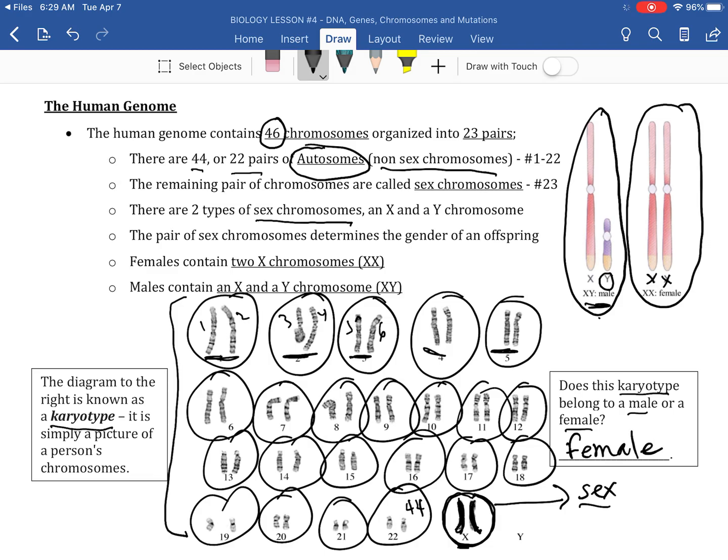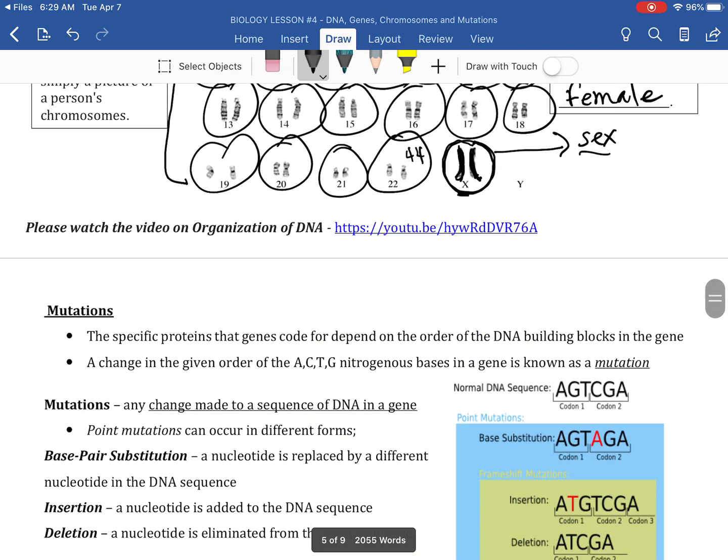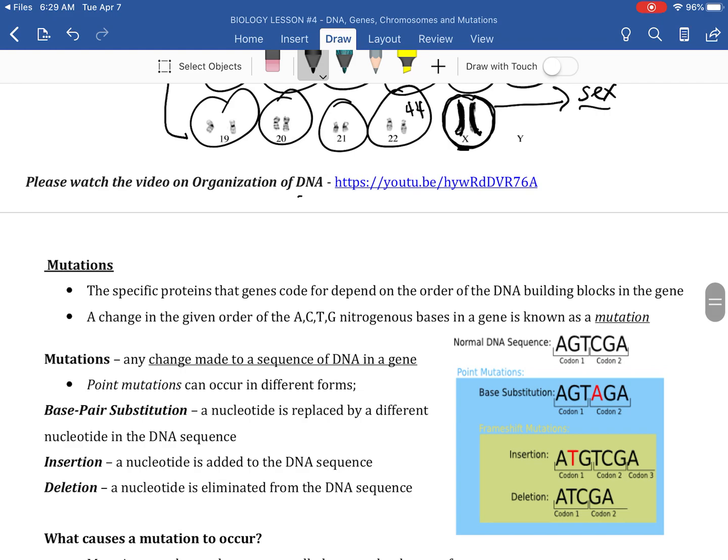This is a female organism because it's got 2 of the X chromosomes. If it had the Y and X chromosomes for the sex chromosome, then it would be male. Okay. Please watch the video on DNA if you want. It's a YouTube video. You can look at that for more information. We're now going to move on into mutations.